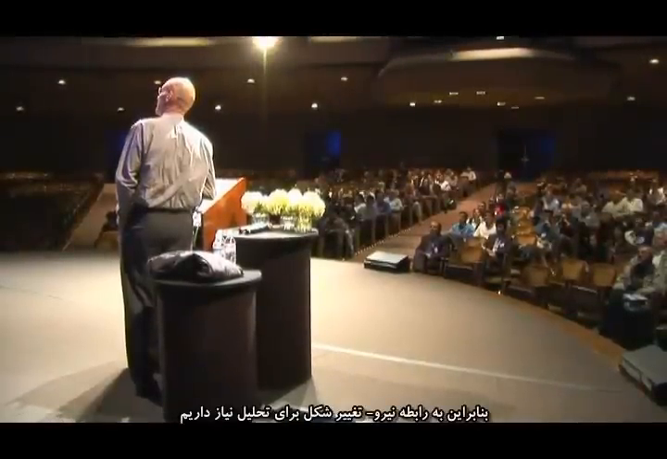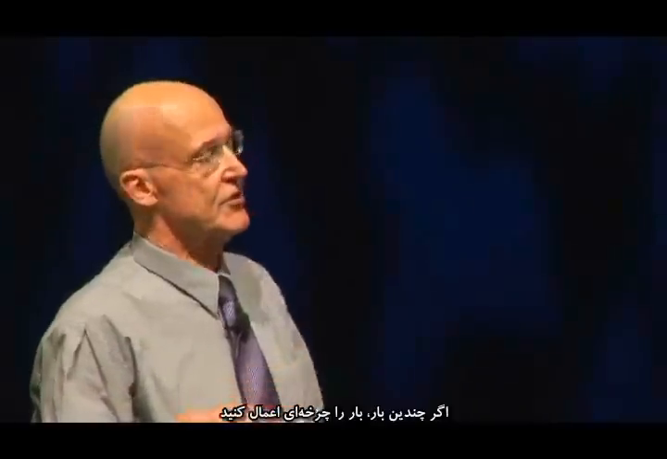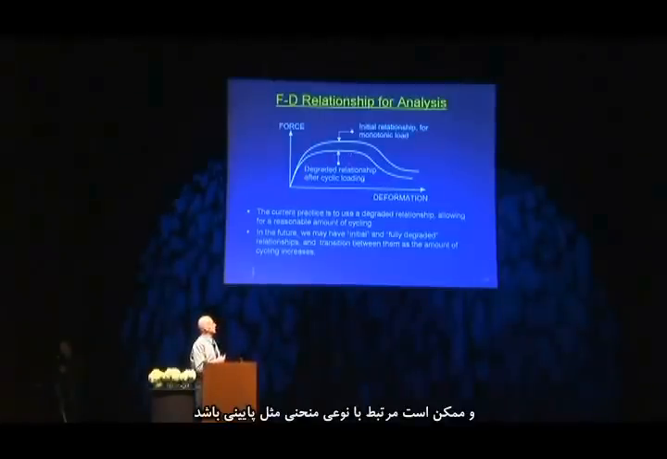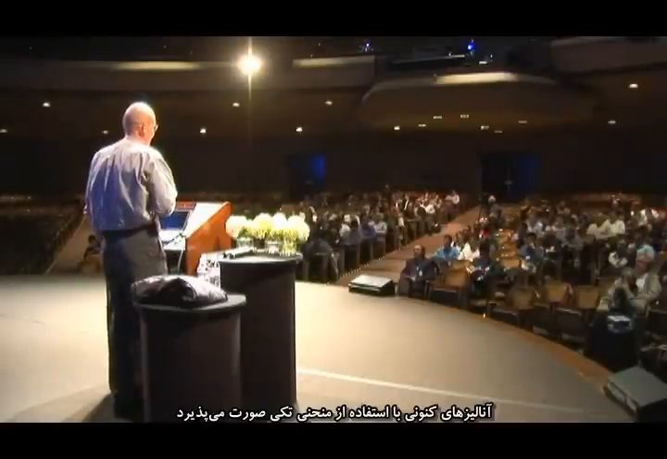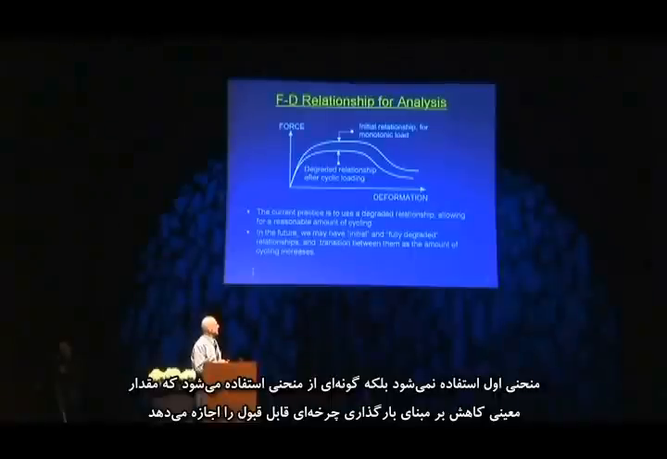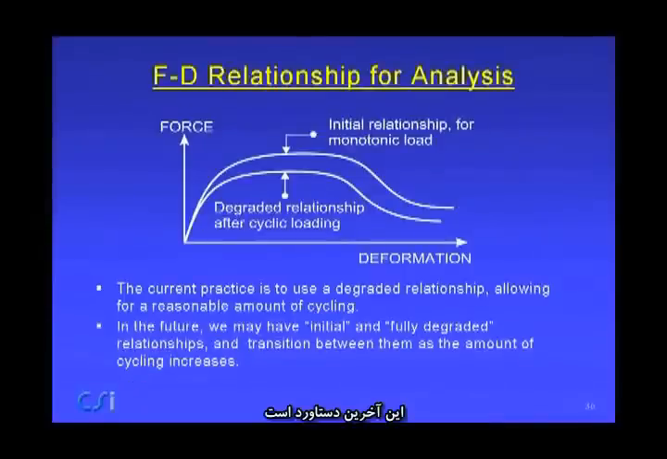So we need a force-deformation relationship for analysis, and this gets us into one of the first problems: if we were to load the structure monotonically, we might get the upper curve. If we were to cycle it a few times and get sort of an equivalent curve, there's going to be degradation of stiffness and strength, and it might correspond to something like this lower one. Now, current practice is to use a single curve, which doesn't use this initial curve. It uses something which allows for a certain amount of degradation based on a reasonable amount of cycling. That's the present state of the art.